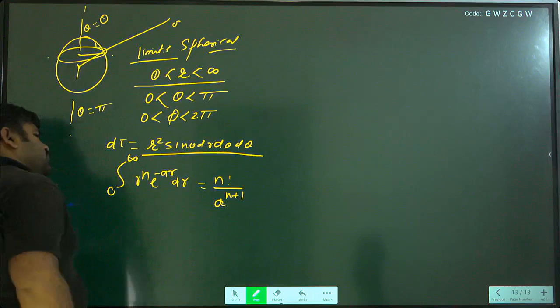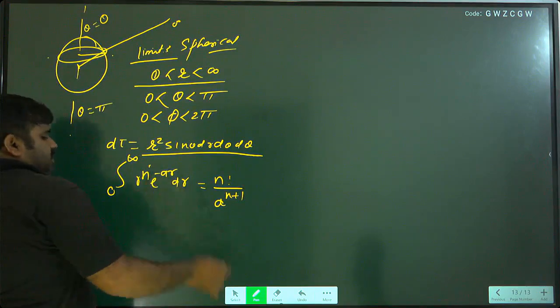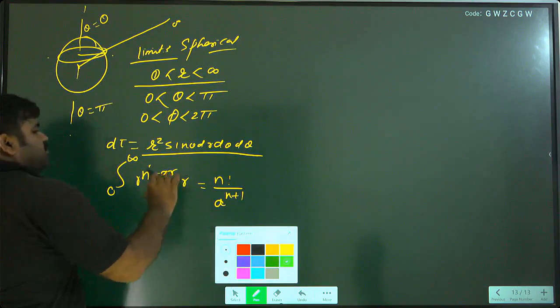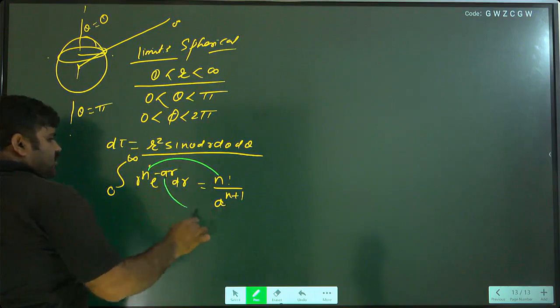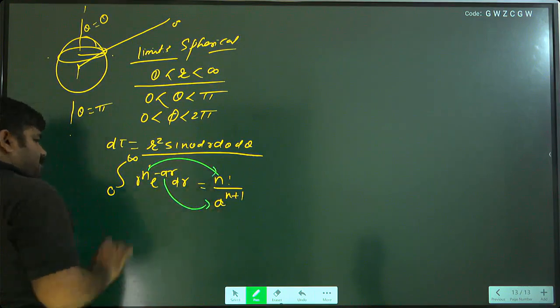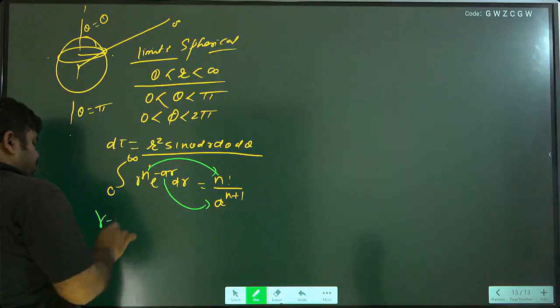N plus 1. N means this one. N means which values? This value. A means this value. समझ में आ रहा है? One formula, or we can use the gamma formula.